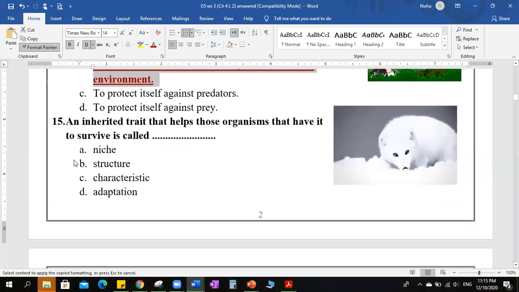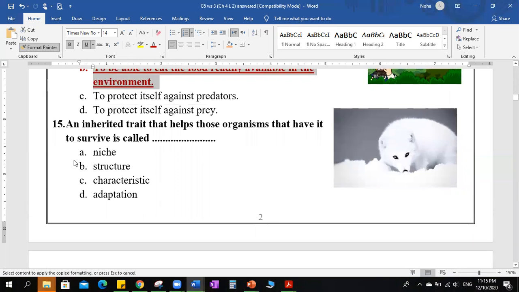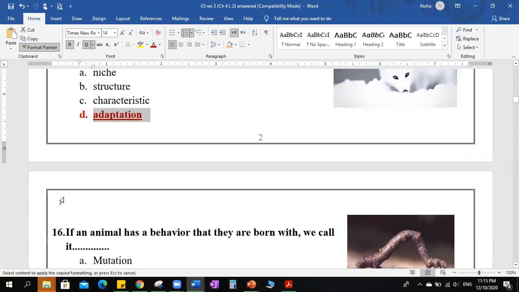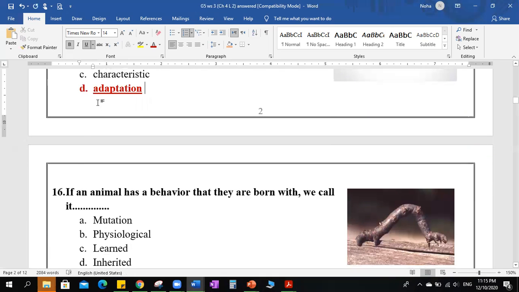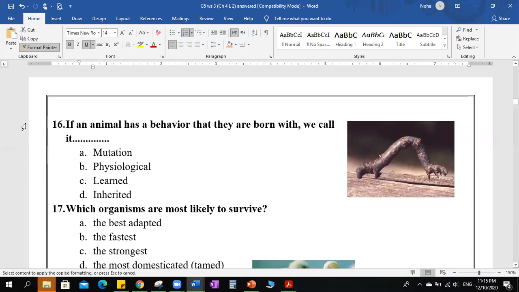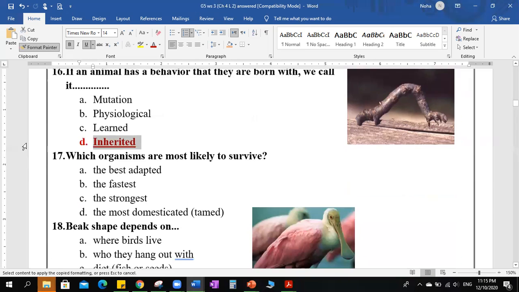Number 15, an inherited trait that helps those organisms that have it to survive. This is another meaning for adaptation, that's right. Number 16, if an animal has a behavior that they are born with, so they do not learn it, we call this an inherited behavior. That's right.